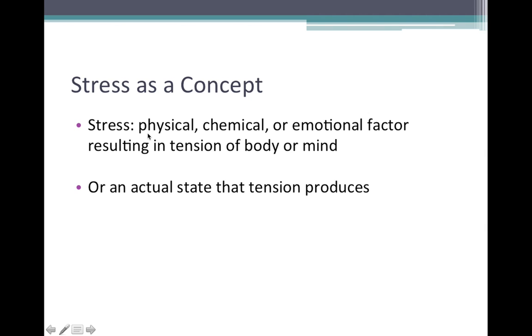So a physical type of stress could be some sort of physical trauma to an organ or tissue, or chemical stress could be changing some sort of value in your body. Like let's say if you had too much potassium, like hypernatremia, that could be a form of chemical stress on your body.